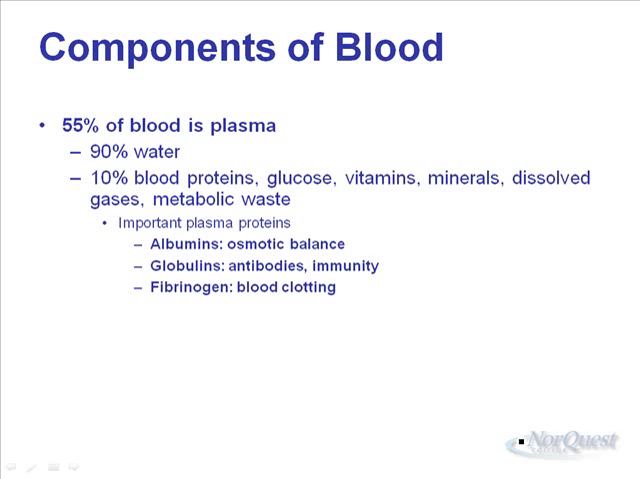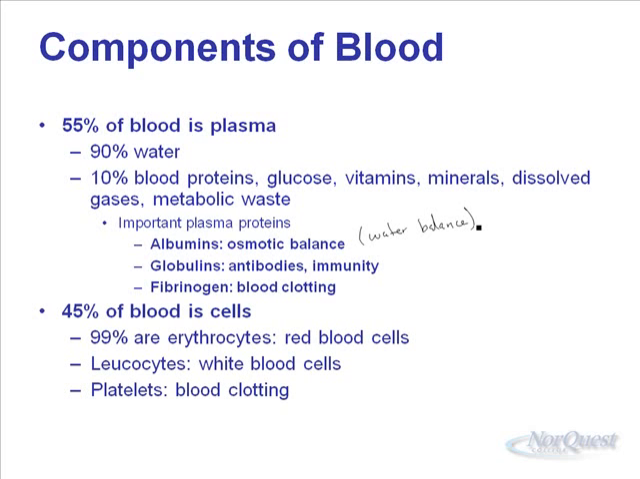So important blood plasma proteins that we're going to be talking about are albumins, globulins, and fibrinogen. Albumins play an important role in osmotic balance, or water balance. Globulins are involved in antibodies and immunity, and fibrinogen is the blood clotting protein.